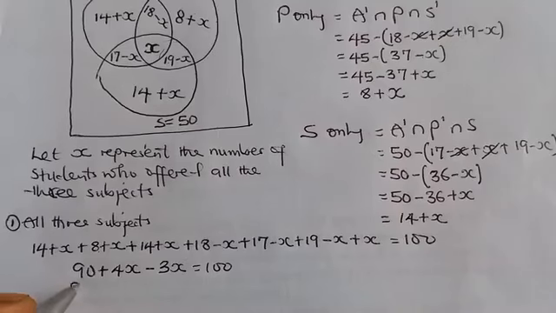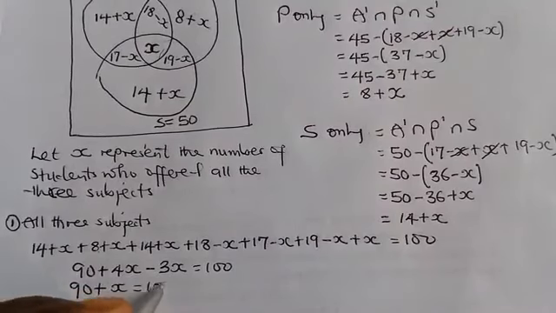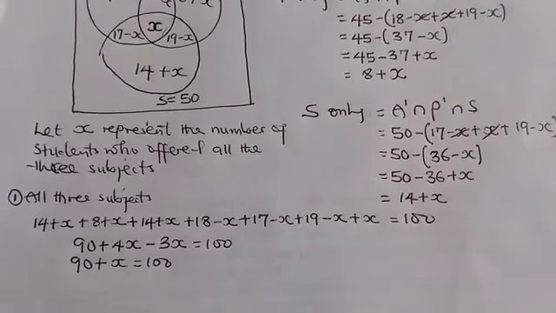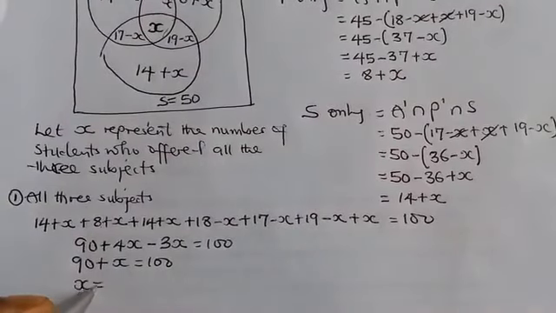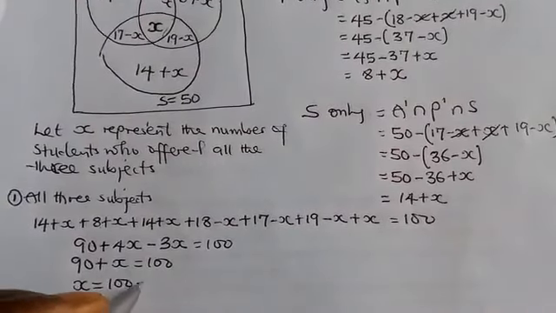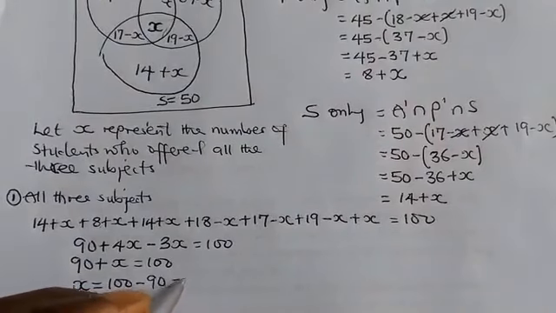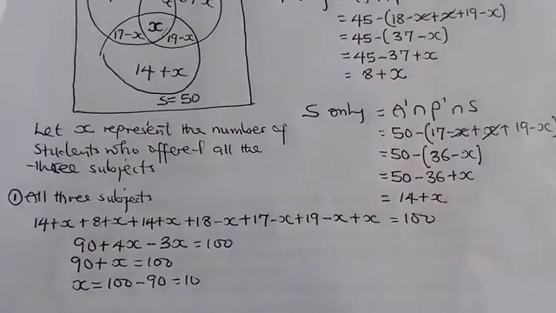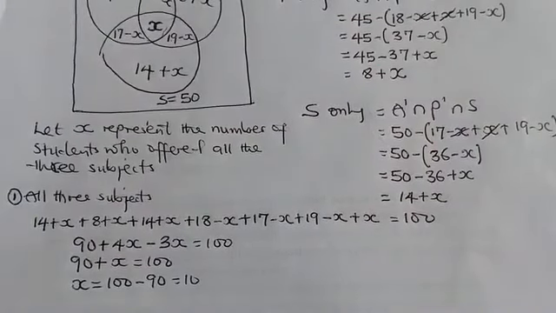So we have 90 plus 4x minus 3x is x equal to 100. At this point, we collect like terms such that x is equal to 100 minus 90. That's equal to 10. So 10 students out of 100 in that survey offer all 3 subjects.